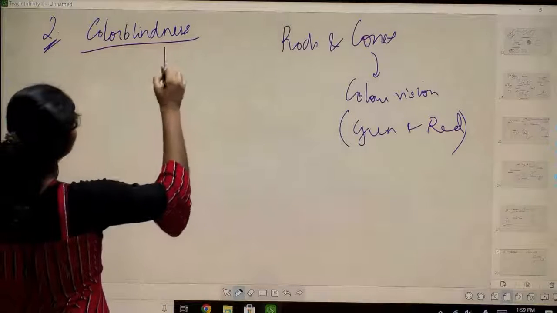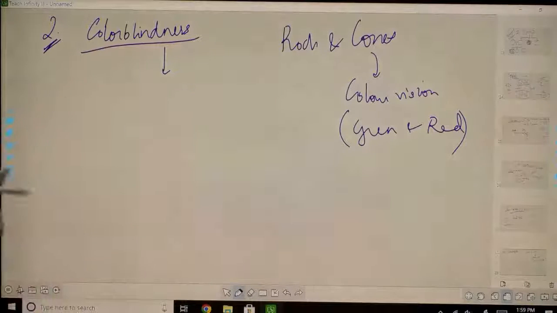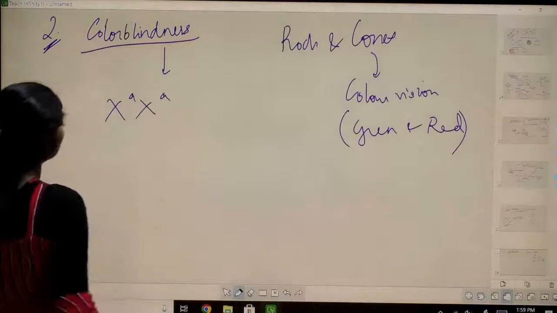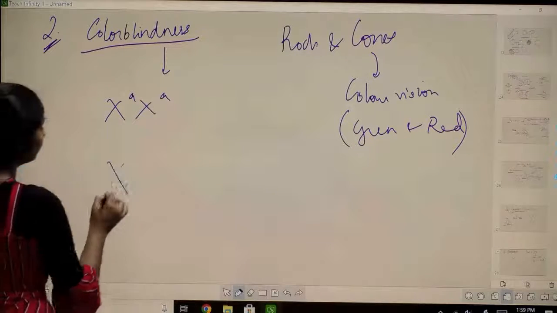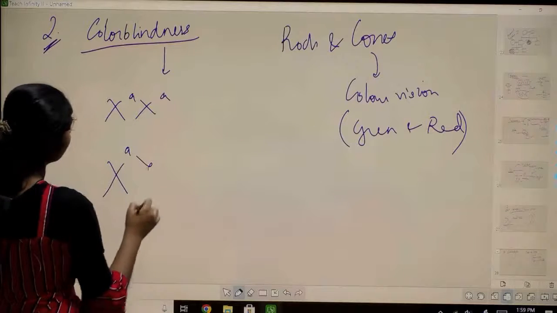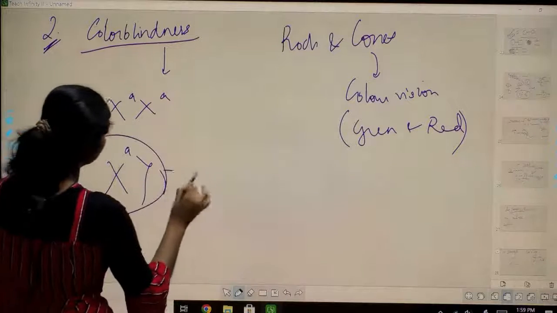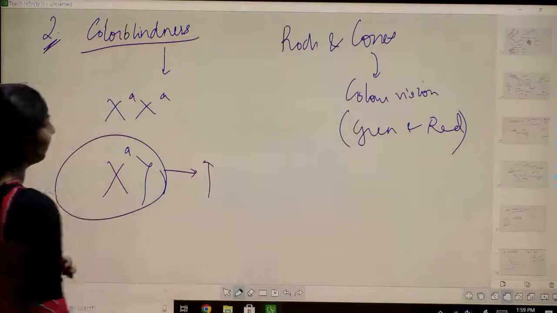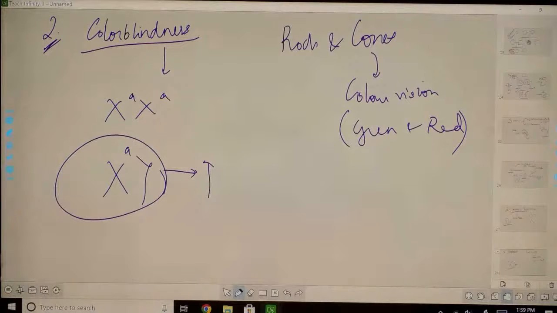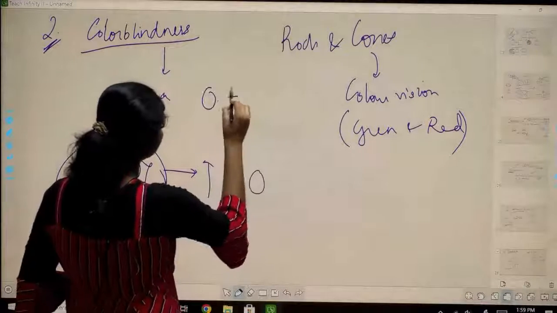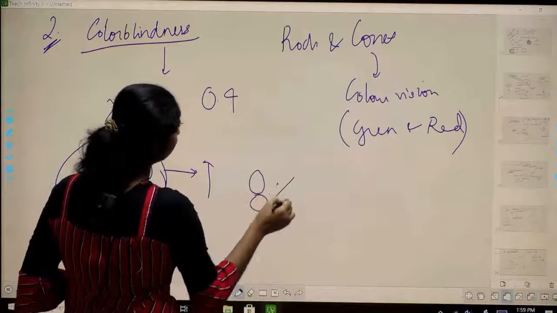Again, similarly here, for a female to be affected, she will need to have two copies of the recessive allele, whereas for a male, they need just one copy to express that particular trait or disease. So as a result, the probability of males expressing this disease is far greater than that of a female. If you look at the ratios, it's 0.4% for females, whereas it's 8% for males.